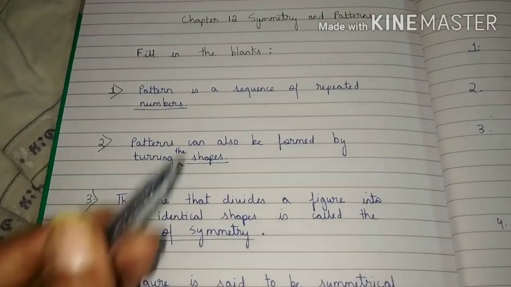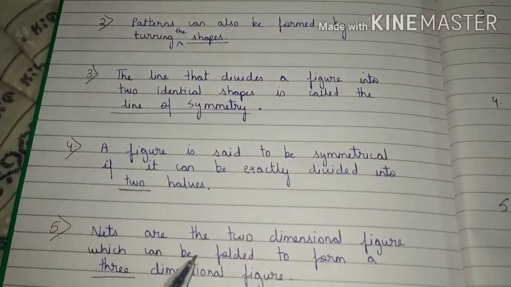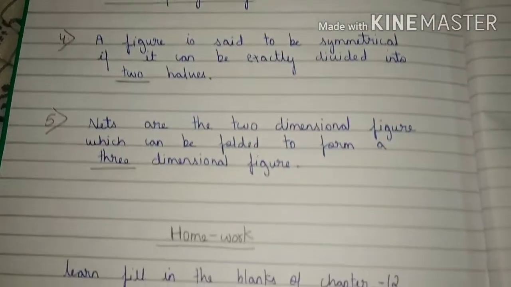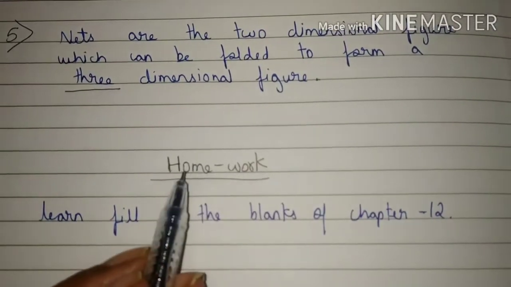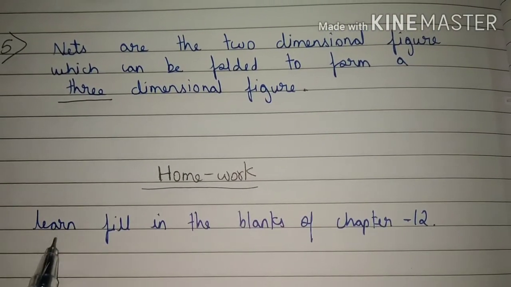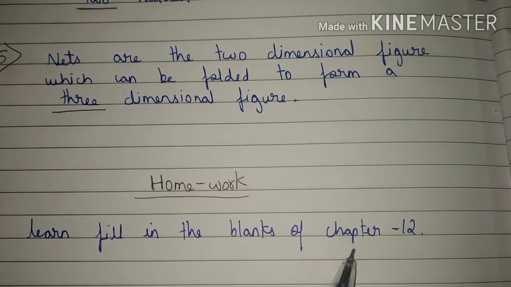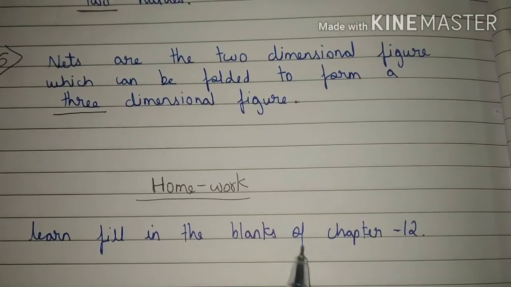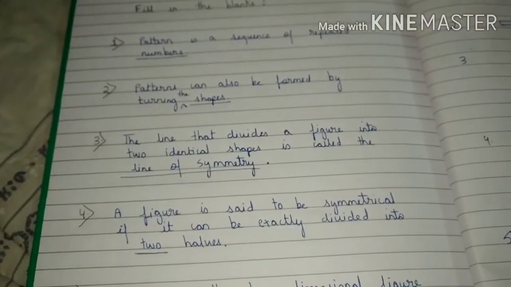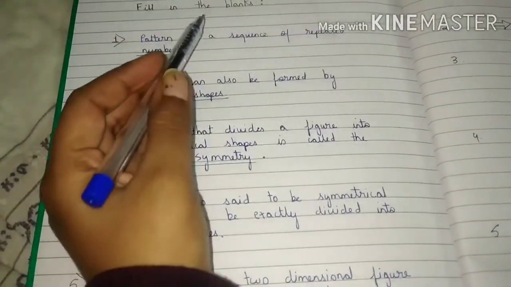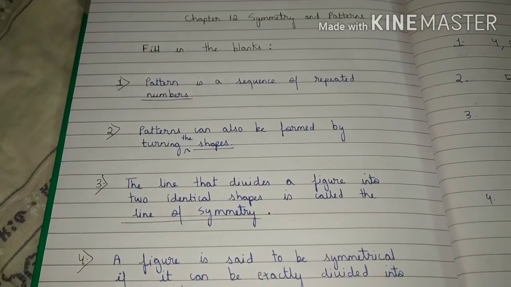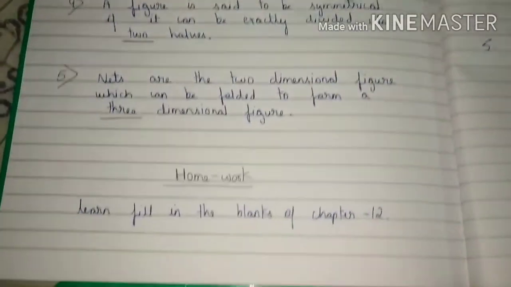Now students, this fill in the blanks, you have to do it in your copy. Students, now note down your homework. Your homework is learn fill in the blanks of chapter number 12, that is symmetry and patterns. It means you have to do this in your copy and after that you have to learn it. So students, this is your homework.